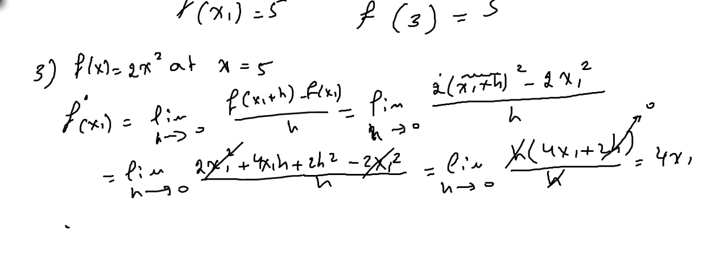Now he wants me to find the derivative at x equal 5. So the answer will be 4 times 5. Remember, it's 20. It's 4 times 5, and it is 20.